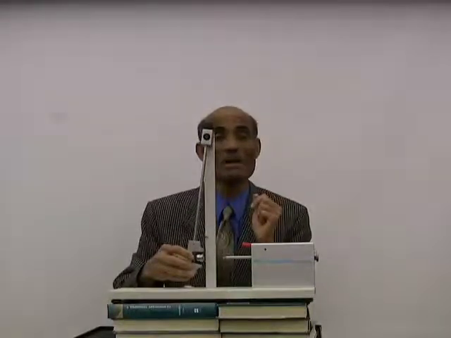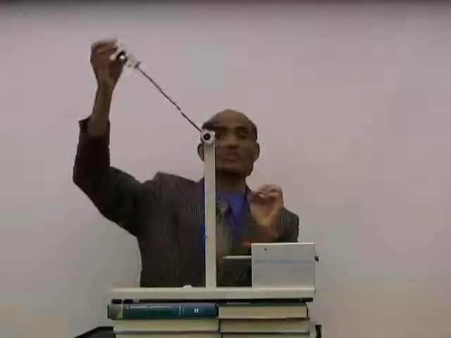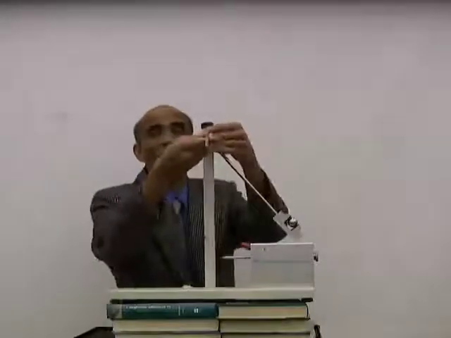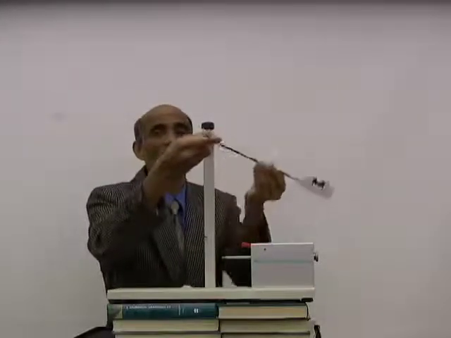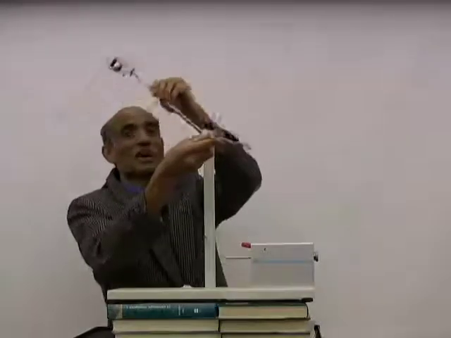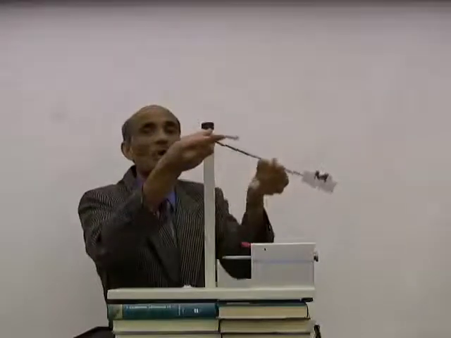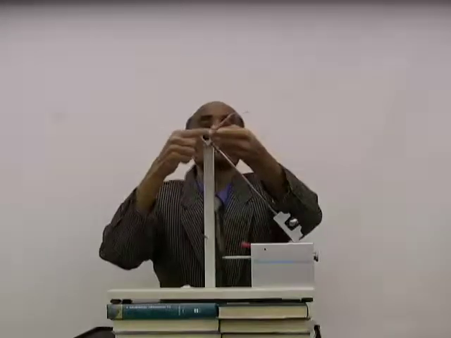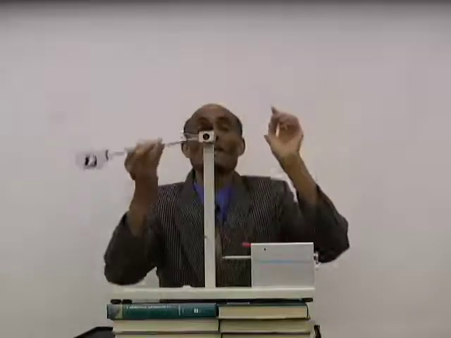First of all, a rotation always occurs about an axis. Now, what is the axis of rotation of this object? The axis of rotation, let me see if I can show that to you. This is the axis of rotation. You see that? This object is now rotating about this axis. In other words, the axis of rotation is at right angles to the plane of rotation.